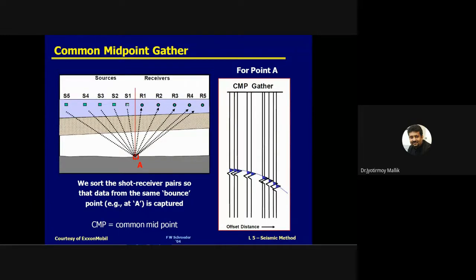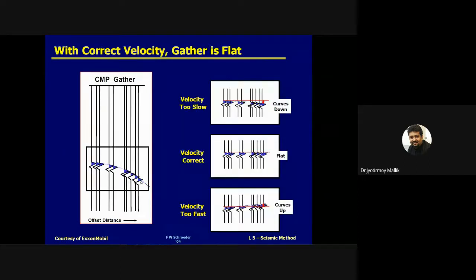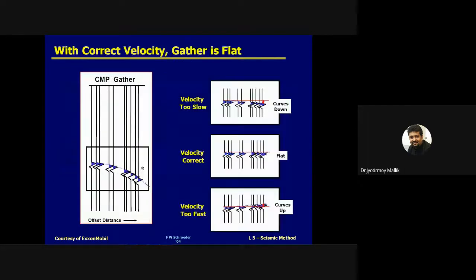Although the two-way times are different, so they will have an inclination, I can remove that inclination, that curvature, using the actual velocity. If I use the proper velocity on these common midpoint gathers, as they are called, I can make this flat.